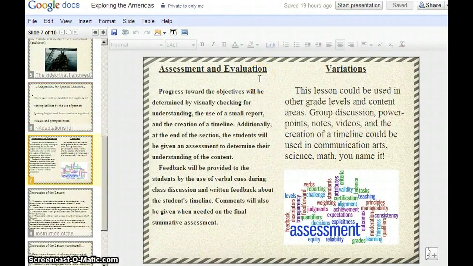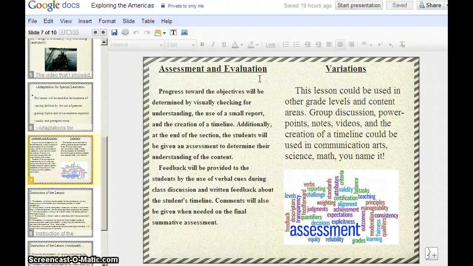Next, the assessment and evaluation for this lesson. Progress towards the objectives was determined by visually checking for understanding. While they were doing their group work, I walked around the room and I spoke with many students to check for their understanding. I also collected their note cards of their small report, and I graded their timelines. Additionally, the day after this lesson, they were given a small assessment to determine their understanding of the content.